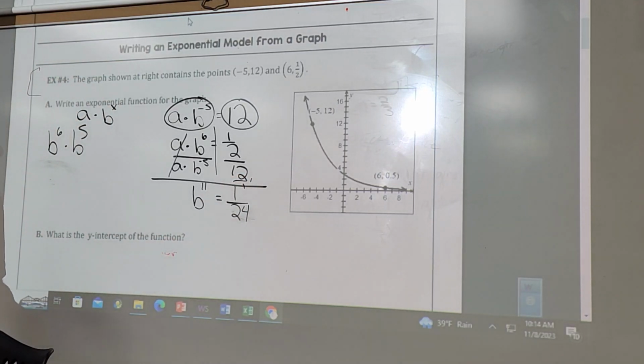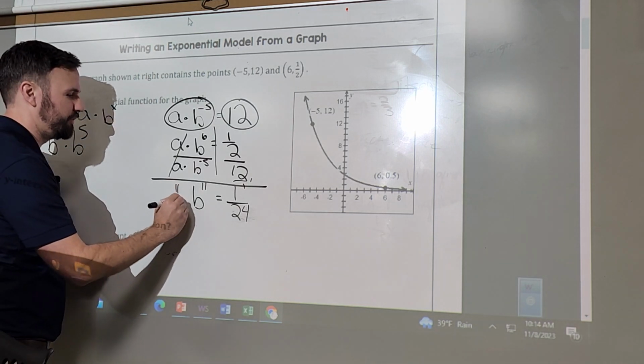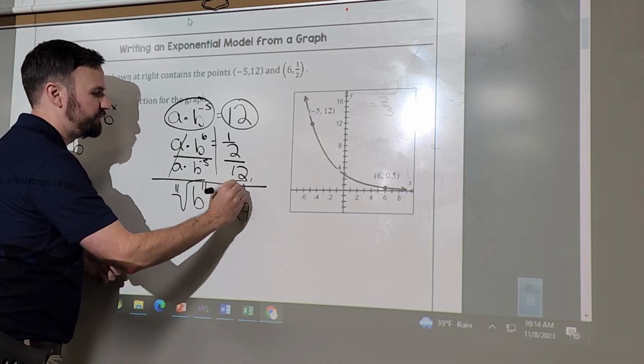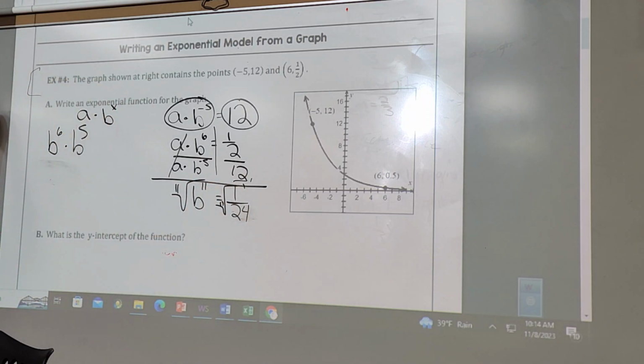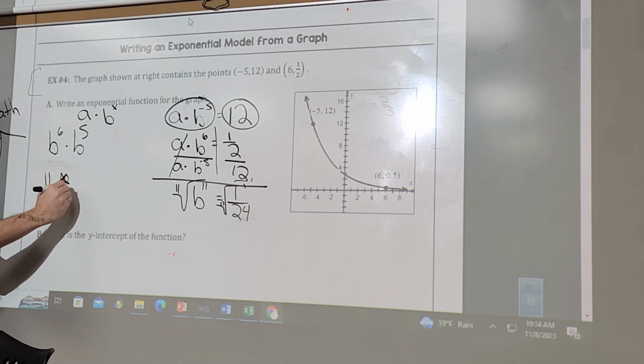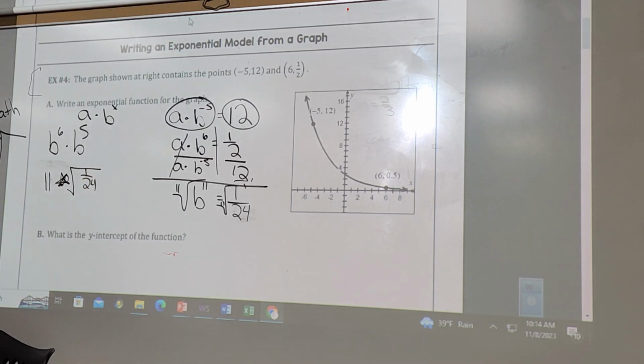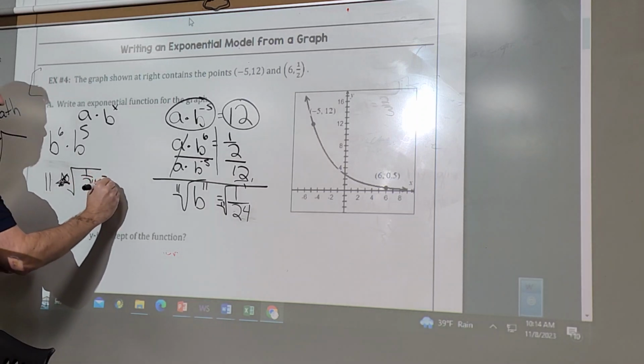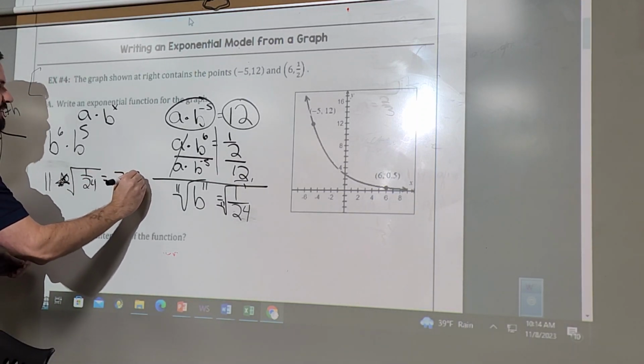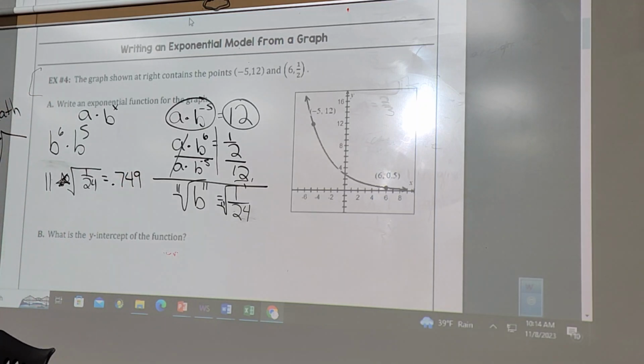Yeah. How? Calculator. You grab your calculator and you do the 11th root. Do you guys remember how to do 11th root? You hit that math button, right? And you look for that root. And you type in 11, then the root of 1/24. It's not nice. Yep, 0.749 is good. So I found b, right?